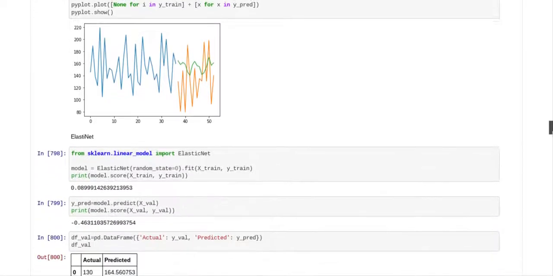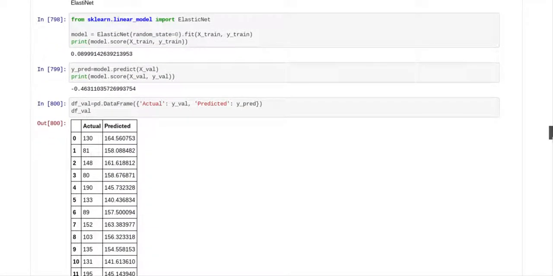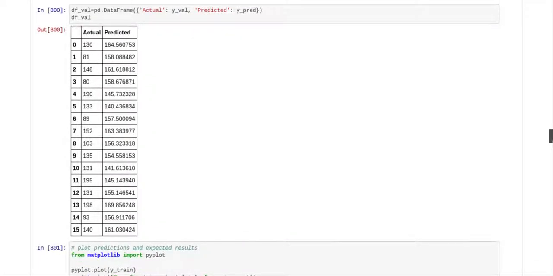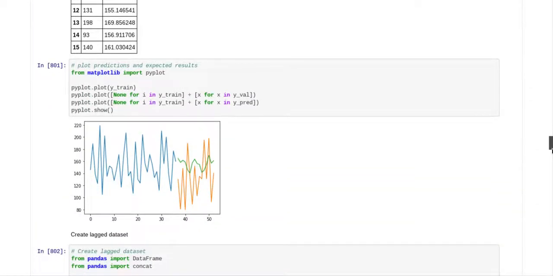Next thing we did was we thought we'll use ElasticNet. We'll see, can we get a better figure with ElasticNet? No, we didn't get a better figure with ElasticNet. We got 9% accuracy on X train, Y train, and we got a negative 46% accuracy on X val, Y val. Again, you can see our figures are very similar to the previous figures. Graph, you can see that the graph that we plotted was very similar.